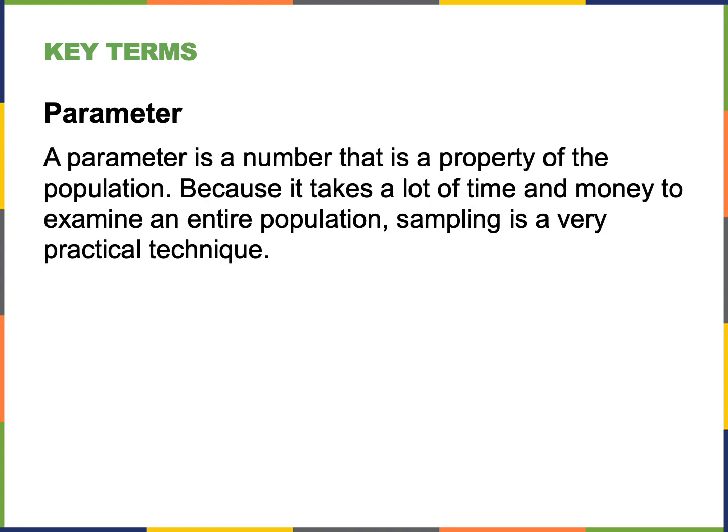Next, a parameter. So what is a parameter? A parameter is a number that describes a property of the population. So how can we actually describe this population with solid numbers? Well, that's why sampling is practical, because it really is very difficult to examine an entire population.